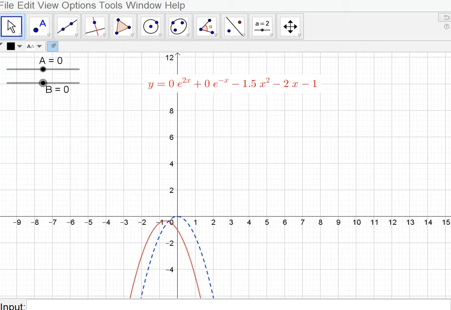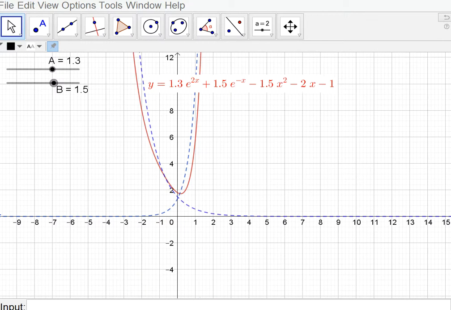When a and b are set to 0, then you have a purely negative polynomial or negative quadratic curve. And then as a and b increase in value, the complementary function overpowers the effect of the particular integral on the curve. You may note that at the point x equals 0, y will equal a plus b minus 1.